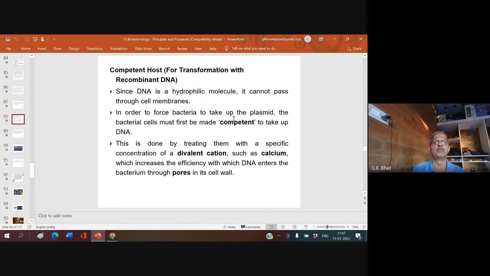That is the question. Since DNA is a hydrophilic molecule, a water-loving molecule, it cannot pass through the cell membrane. Why can DNA not pass through the cell membrane?